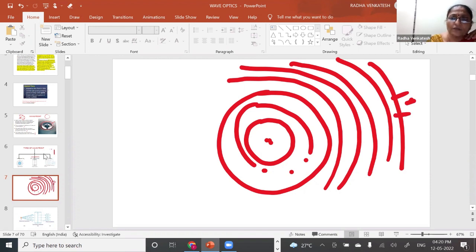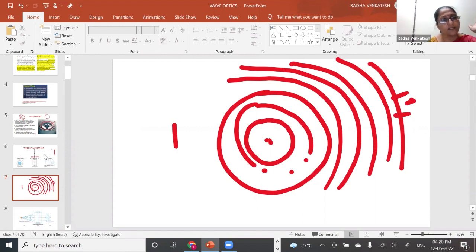Only this part of the spherical wavefront I will be receiving. Got me? Yes. That means I am receiving a part of that big sphere, which will appear like simply a straight line for me like that. Flattened. It's flattened. So I say now the wavefront is a plane wavefront.